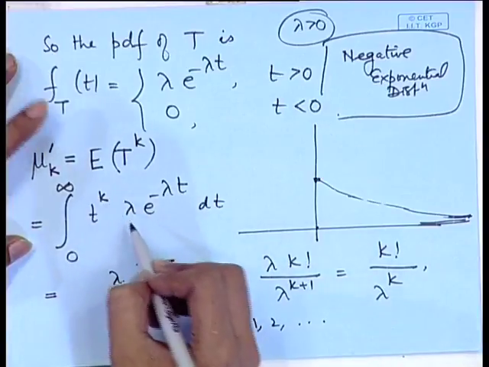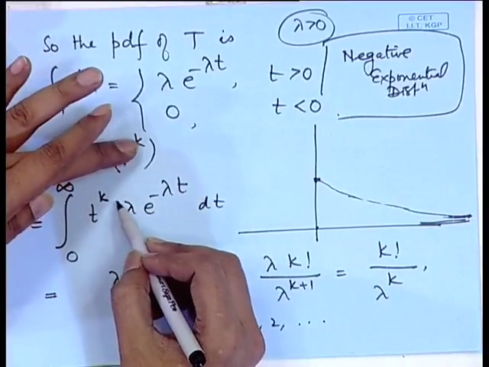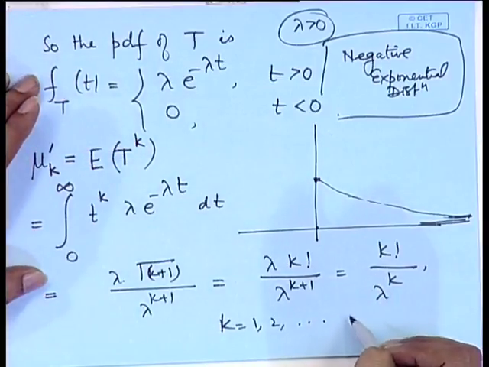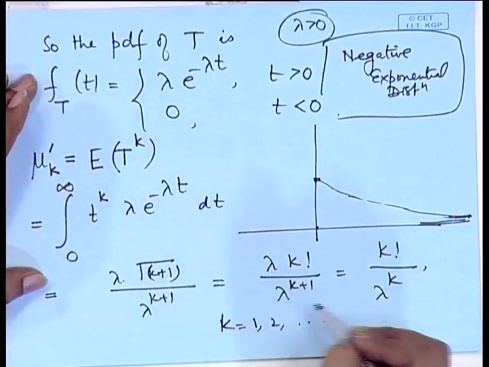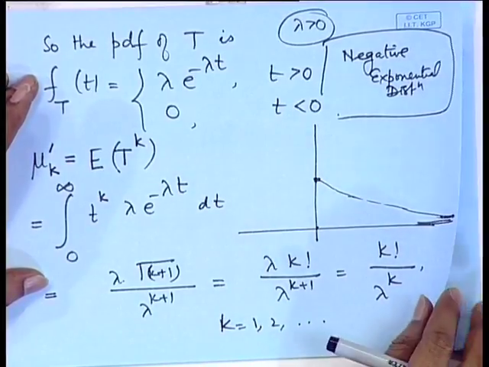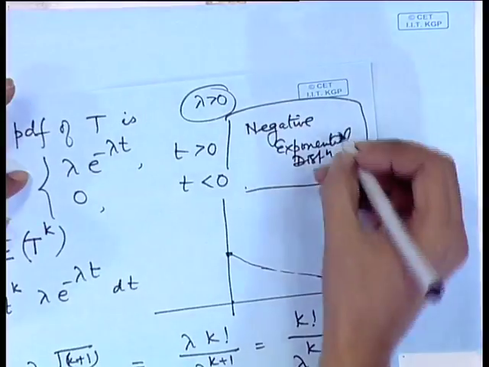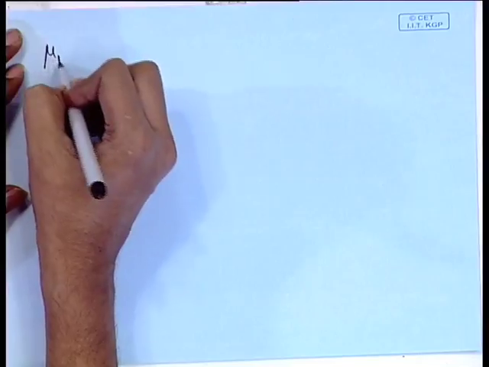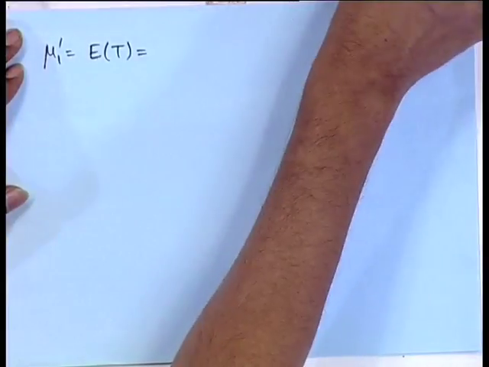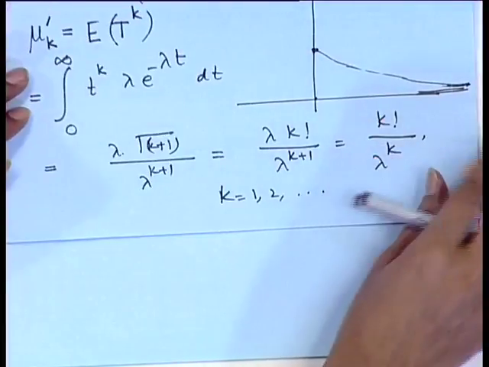Of course, here you can see that if k was 0, then actually it was nothing but the integral of the density, which would have been 1. So, the moments of all positive order exist here. In particular, we can calculate mean, variance, etcetera. So, for example, mu 1 prime, that is the mean of this distribution, is equal to, if I put k equal to 1 here, I will get 1 by lambda.